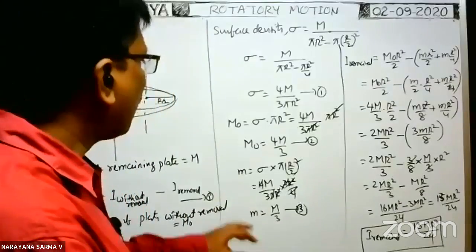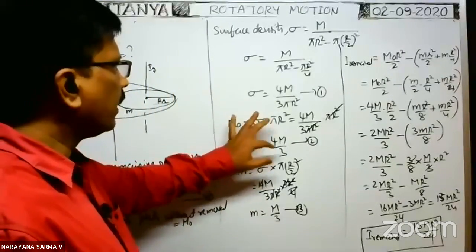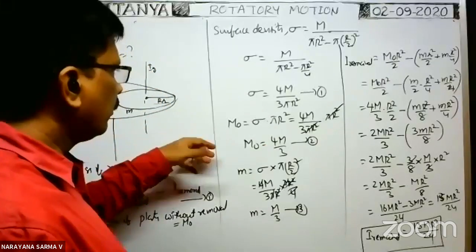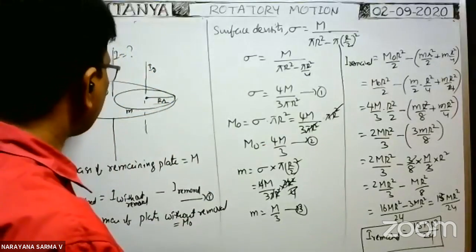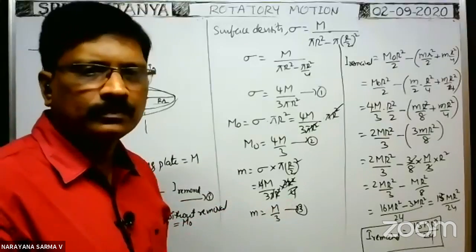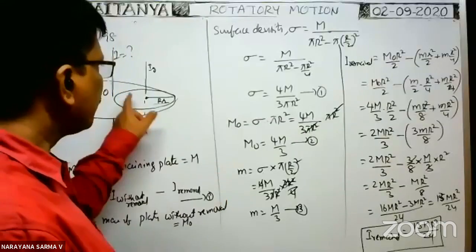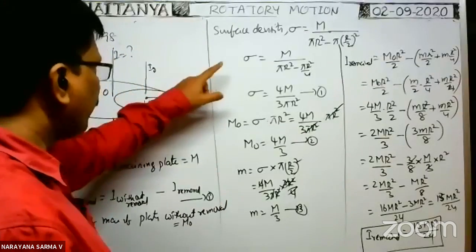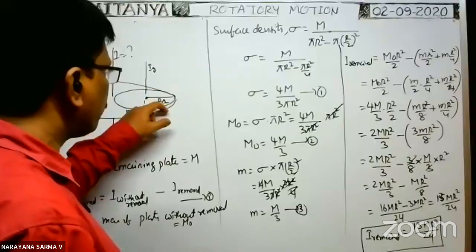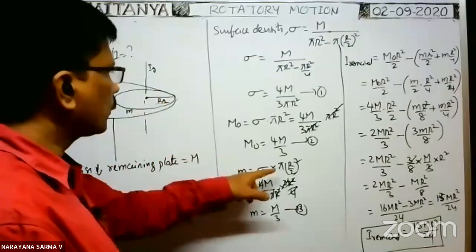Here for small m we can write: from the total mass 4m by 3, we subtract capital M. When you subtract this part mass m, then you will get this one. Small m means mass of this part, that is surface density sigma into area of this small part, equal to pi into radius square, r by 2 whole square.